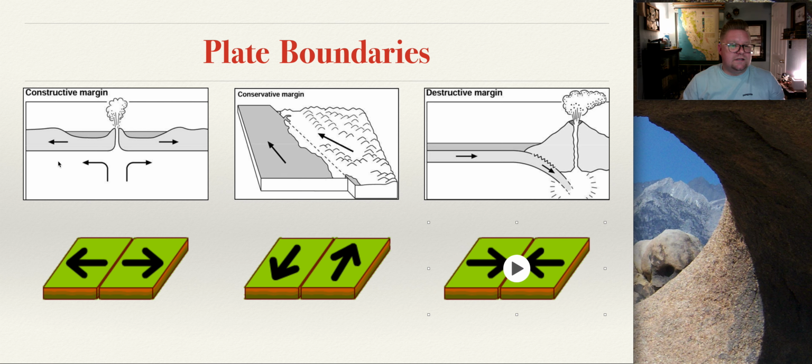So we have divergent on the far left, you have strike slip transform in the middle, and then you also have convergent on the far right. So you can think of it as a dance move. They pull apart, they slide together, or they move into one another. They move in and they go under, so they're still converging, but one subducts, and we call that subduction.